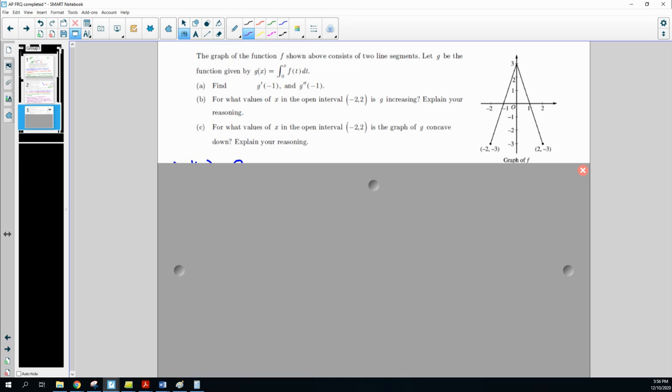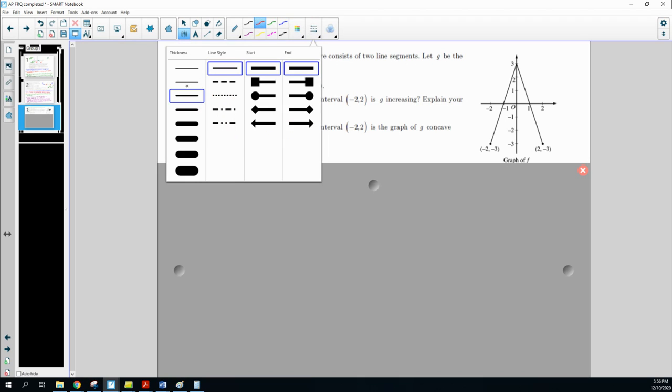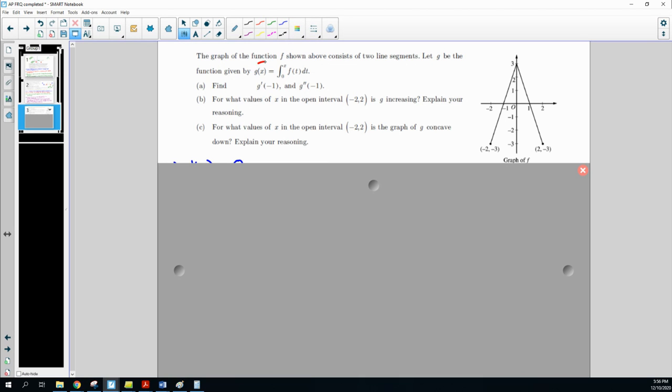So here they're telling us that g is the function given by this. Now we are going to deal with this type of function a little bit later on. You're going to see this is an integral, and we haven't done them yet. Okay, but if you see a question like this before you even know how to do it, the main thing here is noticing that the graph we're given is the graph of f.